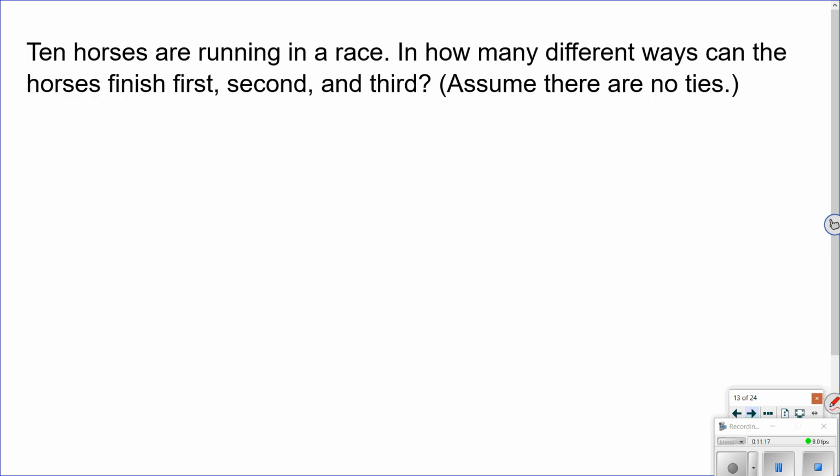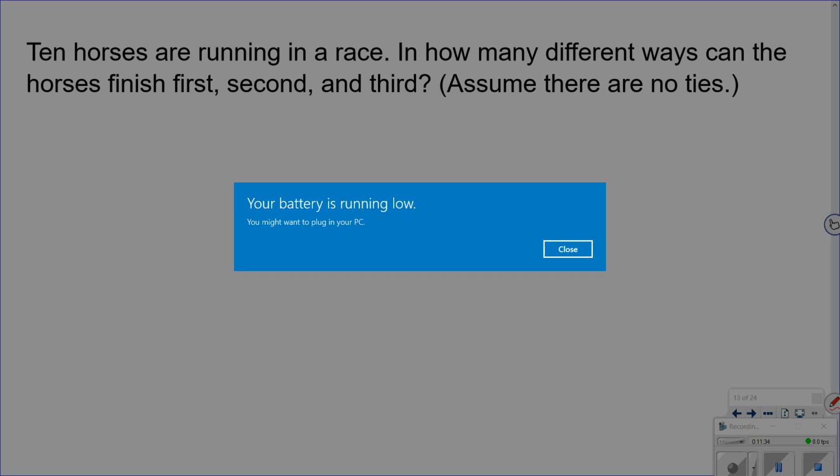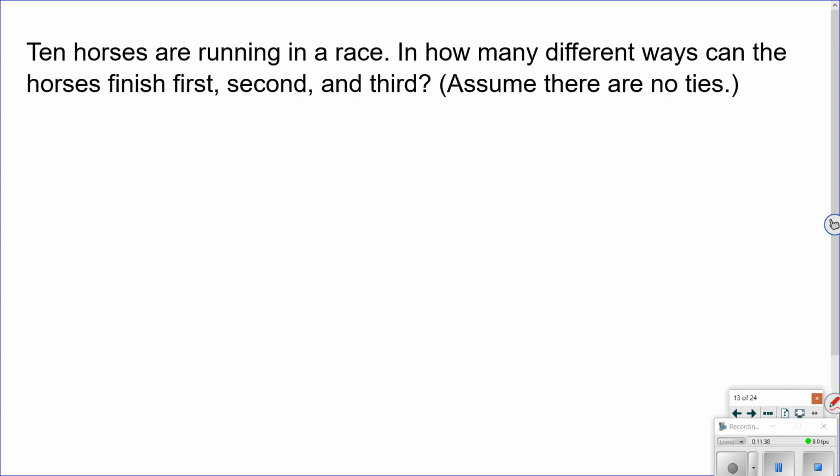Okay, this one says 10 horses are running in a race. In how many different ways can the horse finish first, second, and third? So you've got to first decide, is this a permutation? With permutation, the order matters. So for example, let's say you have 3 horses. Does it matter what order they come in? And the answer is yes.